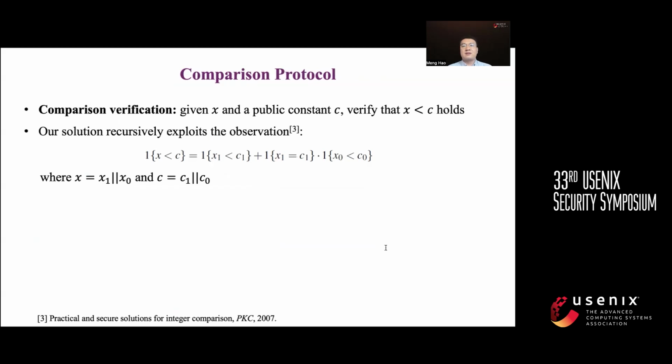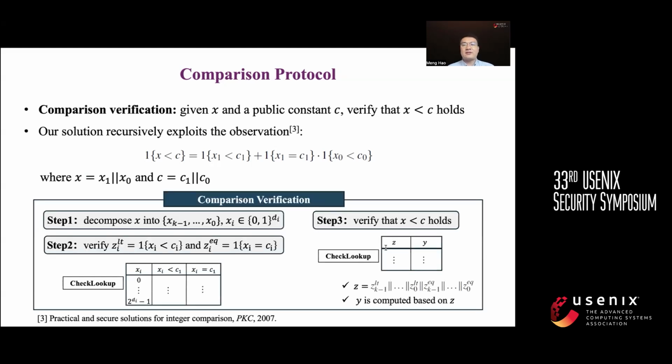We next present the comparison protocol. Given a private x and a public constant c, it verifies that x is smaller than c. Our idea is to use the recursive comparison. It means that x is smaller than c can be converted to comparisons between x1 and c1, and between x0 and c0. Here, x1 and x0 are decomposed digits of x, so they have smaller bit lengths.